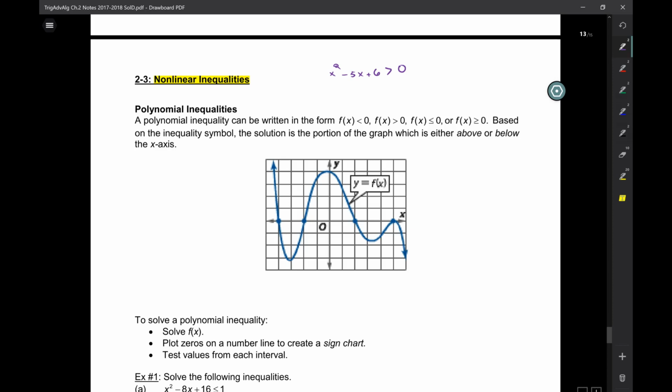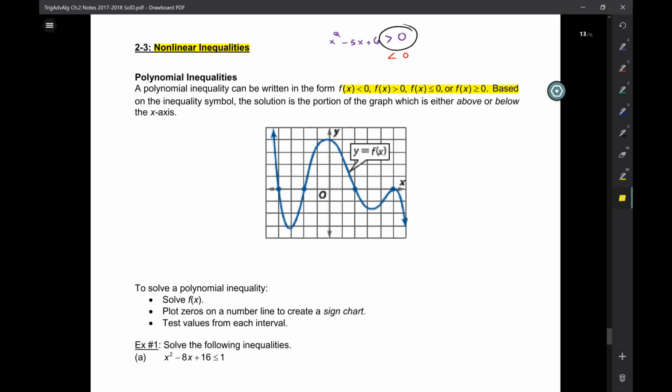So what's different is, instead of this being equal to 0, it now says it's greater than 0, right? Now it could say greater than 0, less than 0, greater than or equal to 0, less than or equal to 0, right? So they're written in this form right here. Okay. Well, what does that mean?